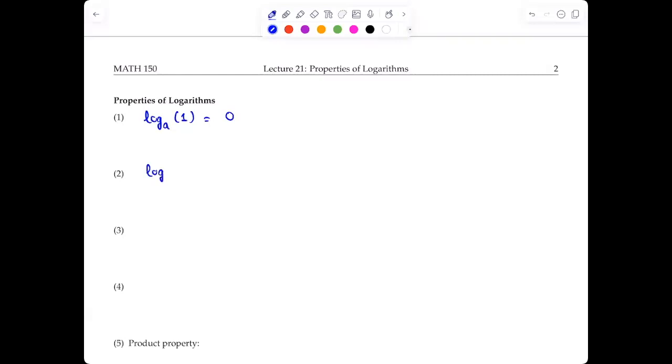The next one is log of base a of a. Again, what power should I raise a to get a? Yes. All right. So the first two properties are always going to be the case no matter the base.